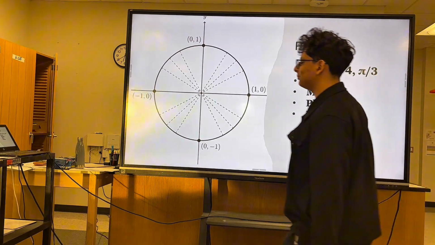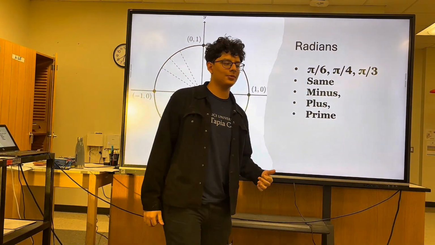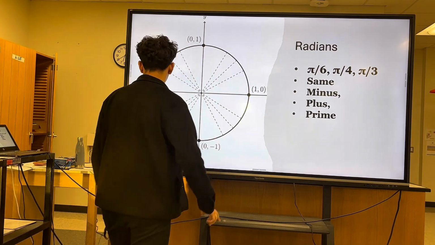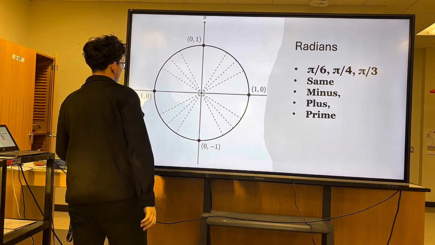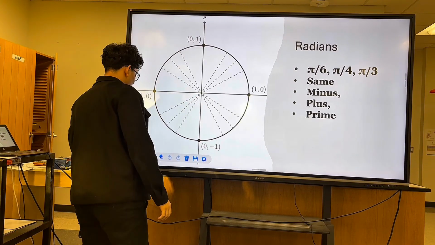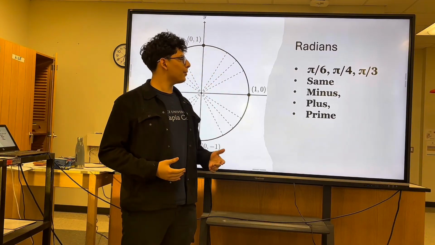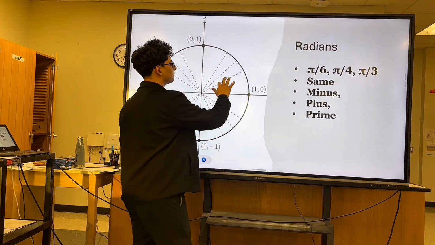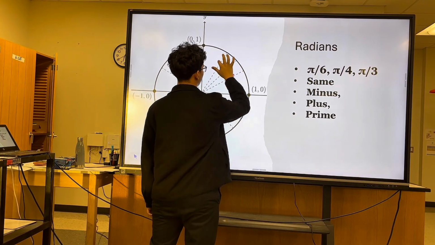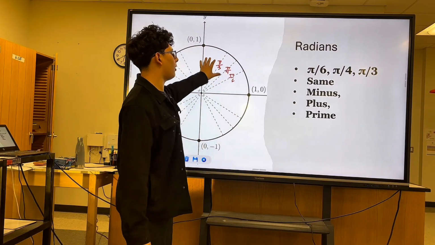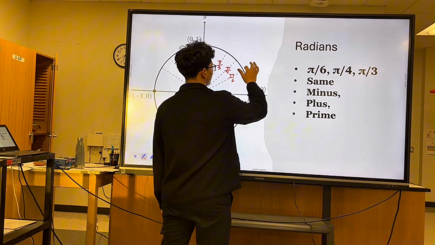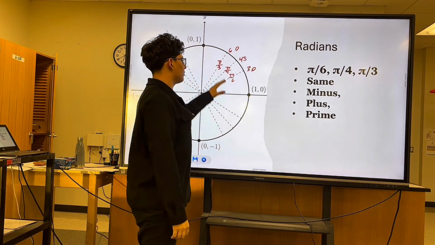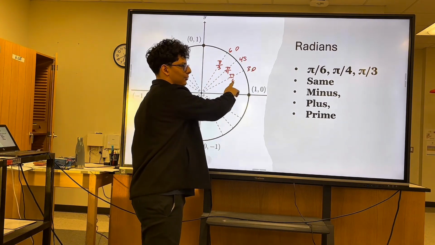Alright, so now that we've shown you how to get the angles in degrees, you might be wondering, how do I get them in radians? College courses, or basically any course at all, use radians. An easy way to remember this is pi divided by 6, pi divided by 4, and pi divided by 3. These angles are equal to 30, 45, and 60 for the first quadrant. These are the same angles.